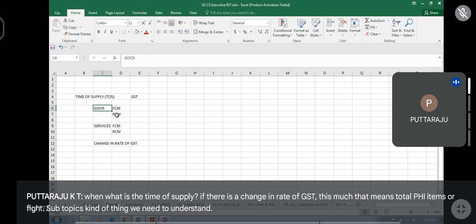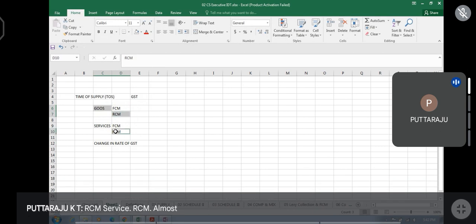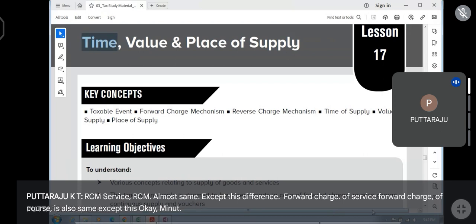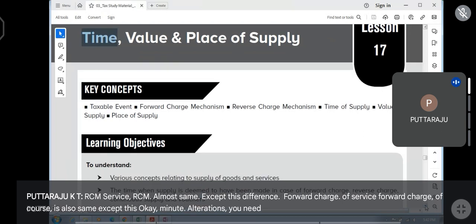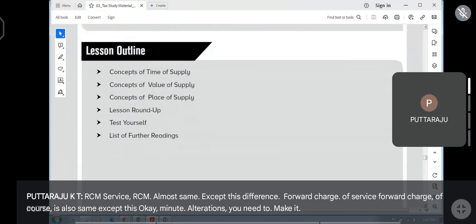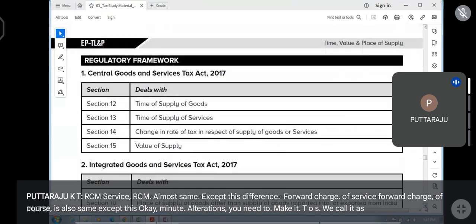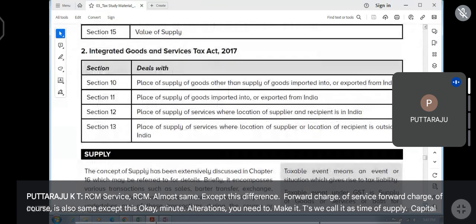Goods RCM, service RCM almost same except days difference. Forward charge of service, forward charge of goods is also same except days. Okay, minute alterations you need to make. TOS we call it as time of supply, capital letter TOS.